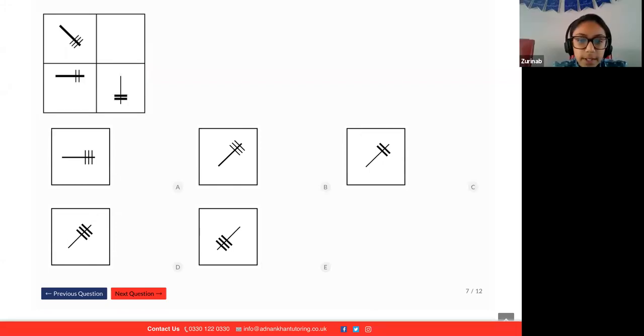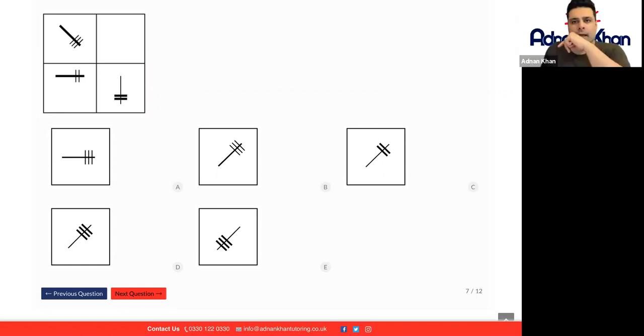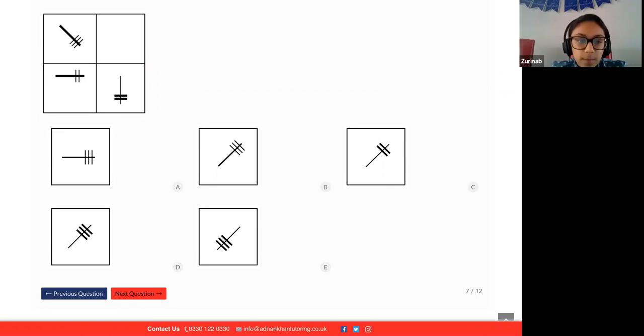Would it be E? And give us an explanation. From the line, the 3 lines would become thick, and the middle line would become thin, because in the grid, the first square is the middle line is thick, and the 3 lines are thin.